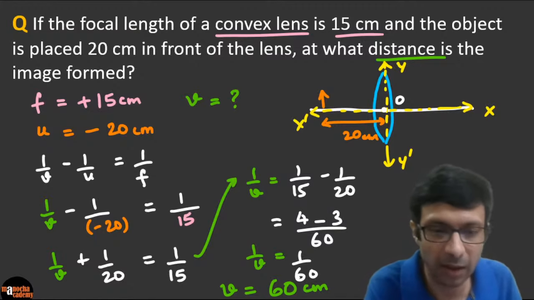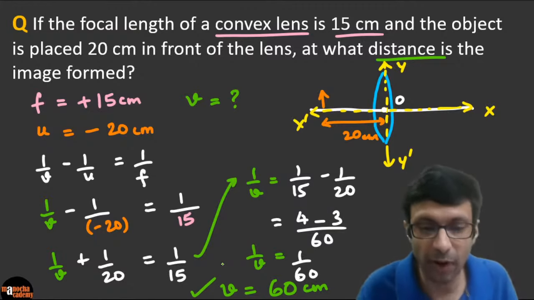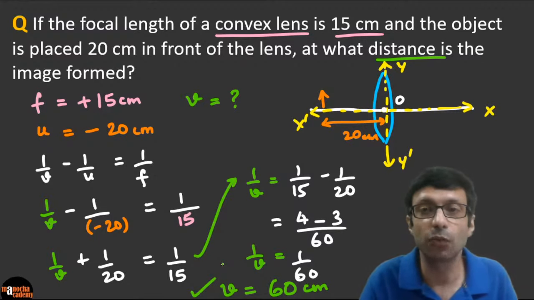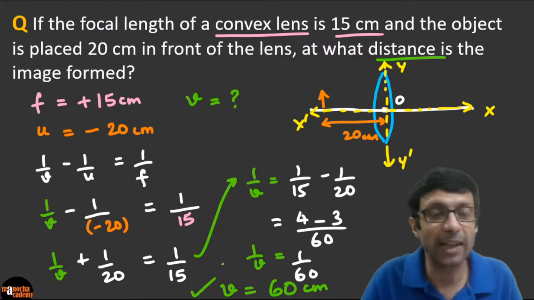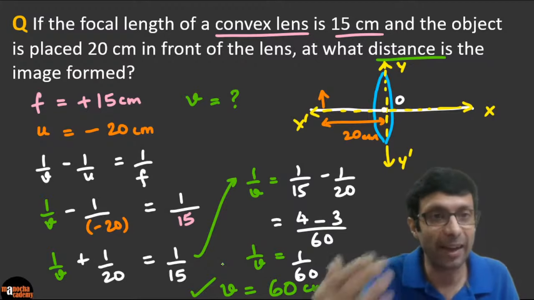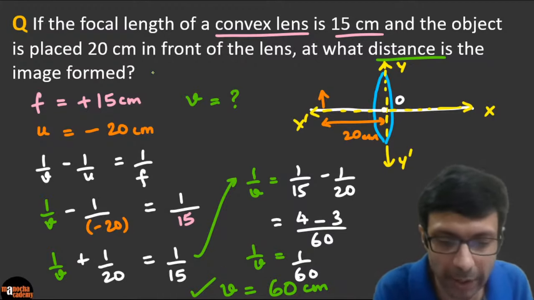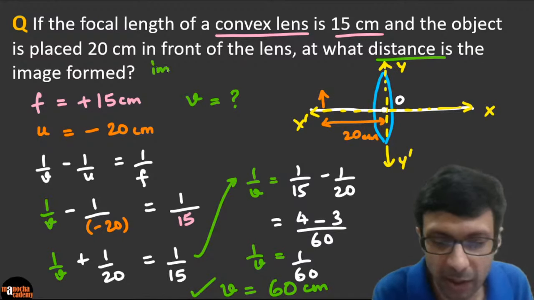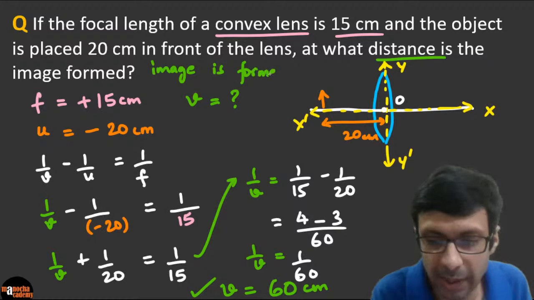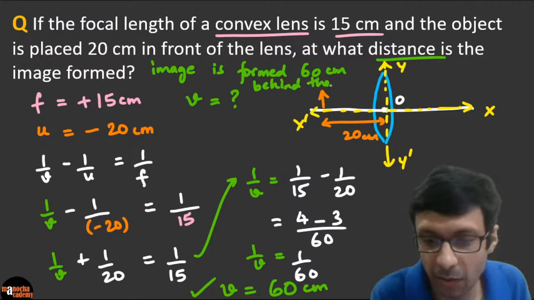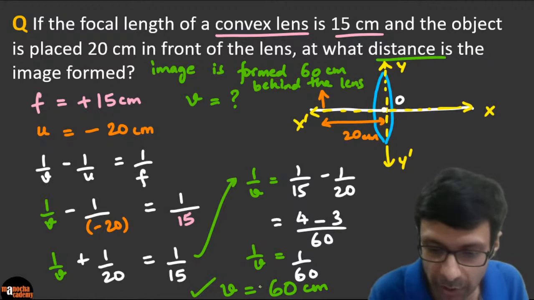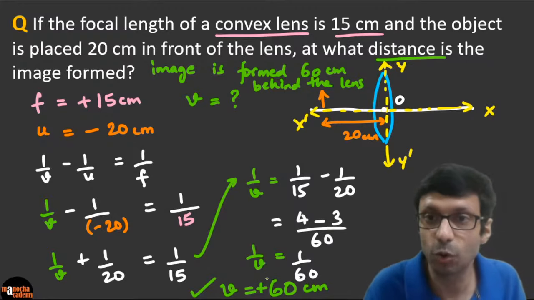So how do you end this answer? You should write this and then you can write in words that the image is formed on the right side, or behind the lens, or on the opposite side of the object. So whichever way you want to express it. So we can say the image is formed 60 centimeters behind the lens. And the answer turned out to be positive. It was plus 60. So we didn't have to assume any sign.